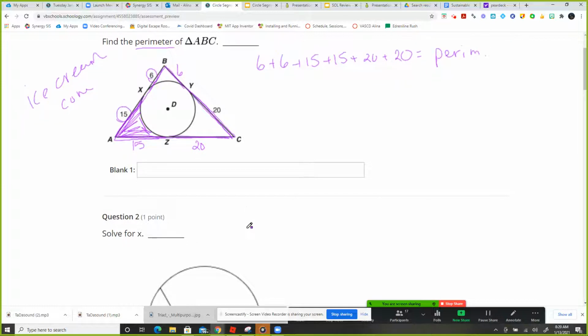So just remember that if you have an inscribed circle inside a triangle, each of those little pieces of the triangle is like 3 ice cream cones on top of one giant ice cream ball. They're all the same, each pair.